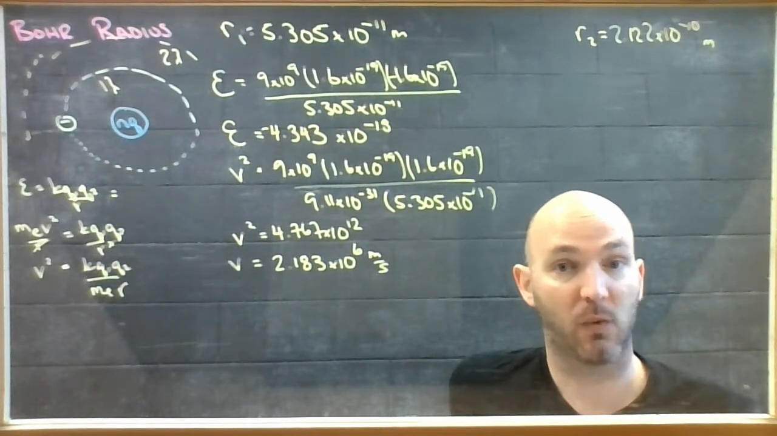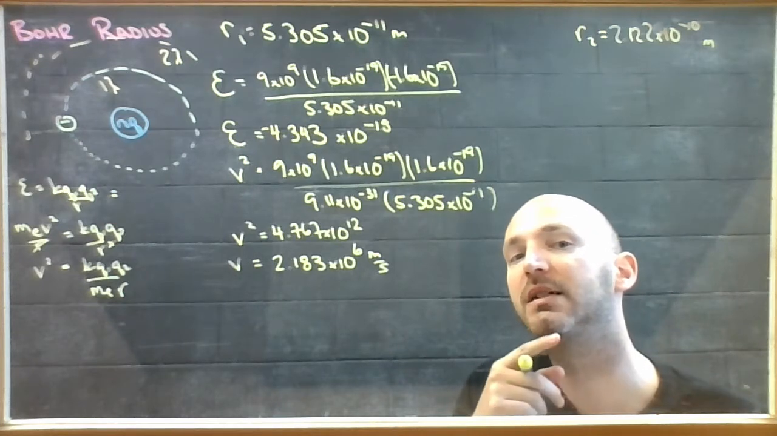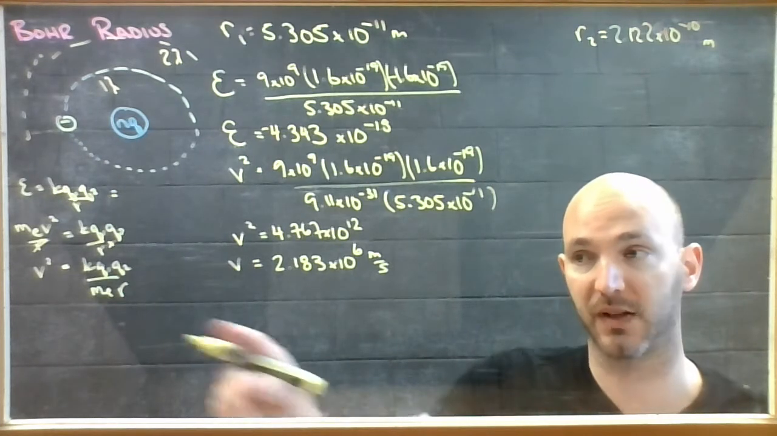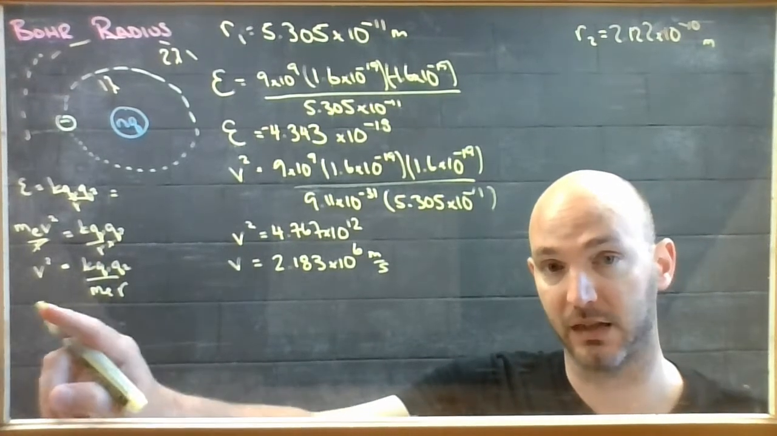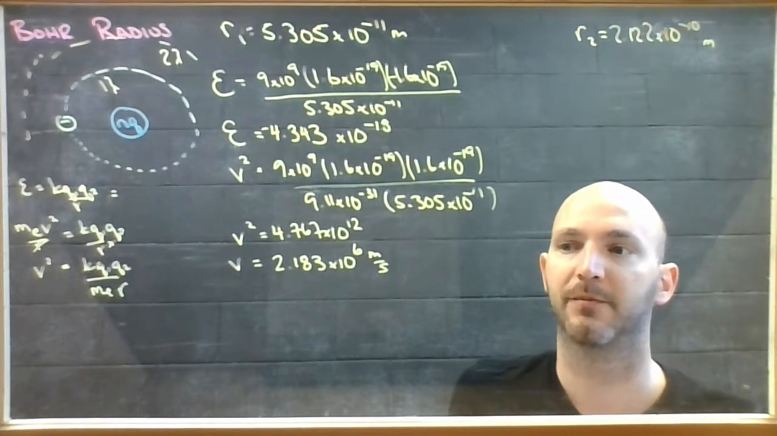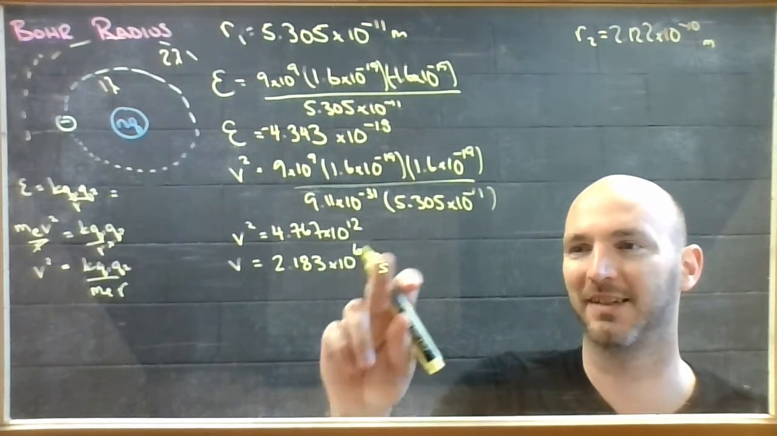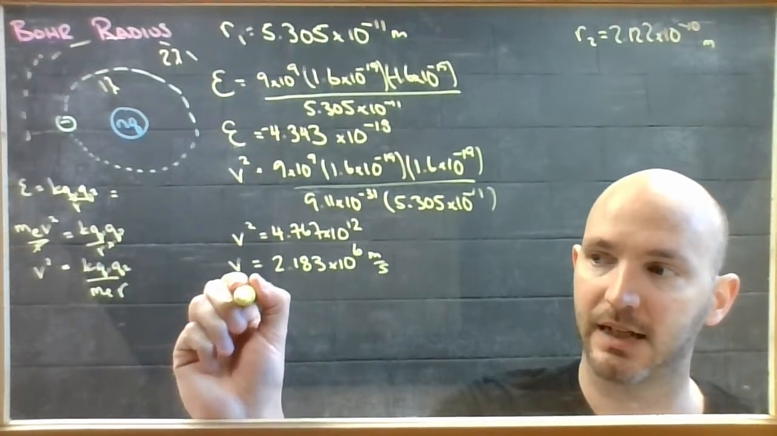So that's less than 1% of the speed of light, which is encouraging because if I were going too fast, if I were getting close to the speed of light, I would have to replace this mass of the electron with gamma times the mass of the electron in order to get its relativistic mass. Fortunately, we don't have to worry about that. So here's my speed. But I can work out the kinetic energy now.